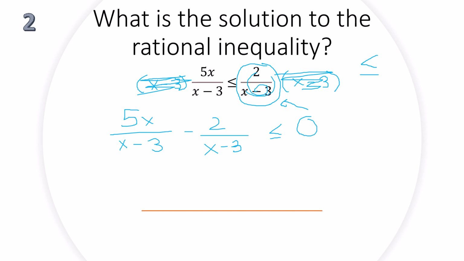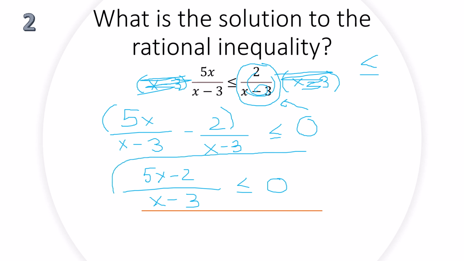All right, now we look and I have a common denominator. So I can combine the numerators, 5x minus 2 over x minus 3 is less than or equal to 0. Now we've simplified this so that we can evaluate it.